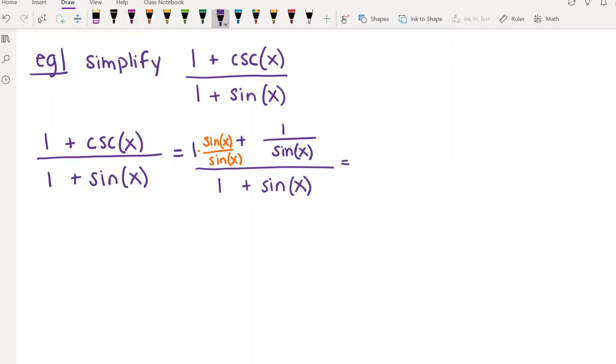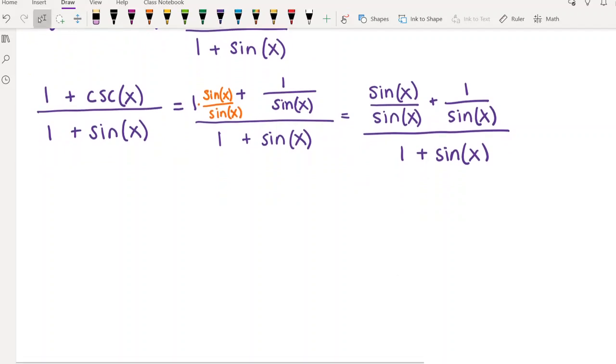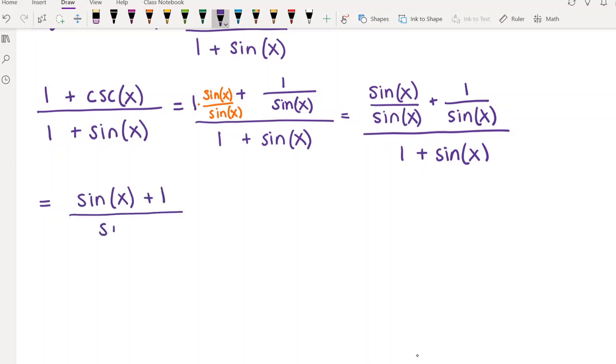So what do we get when we do that? We get sine of x over sine of x plus 1 over sine of x, over 1 plus sine of x. So kind of a confusing looking expression, a lot of the same terms being repeated. So let's combine the fractions in the numerator. So we end up with sine of x plus 1, divided by sine of x, divided by 1 plus sine of x.